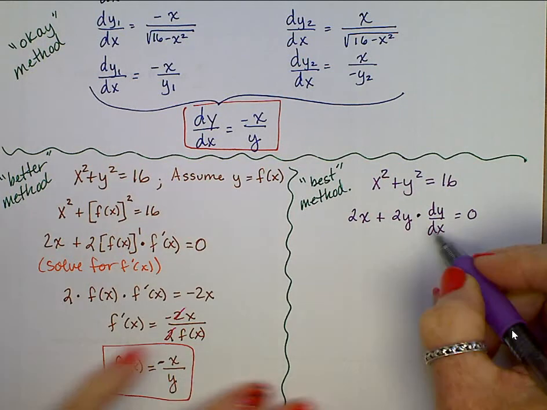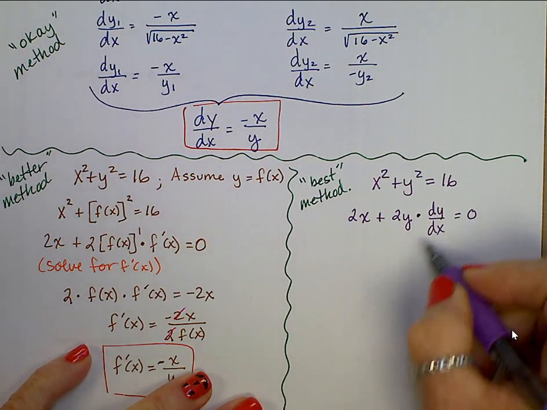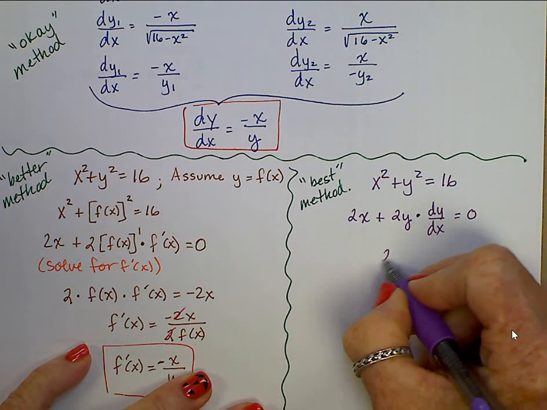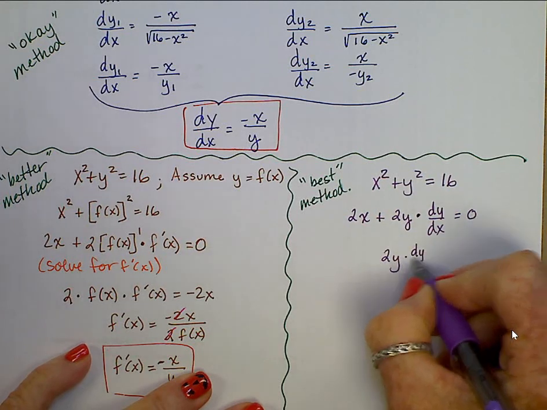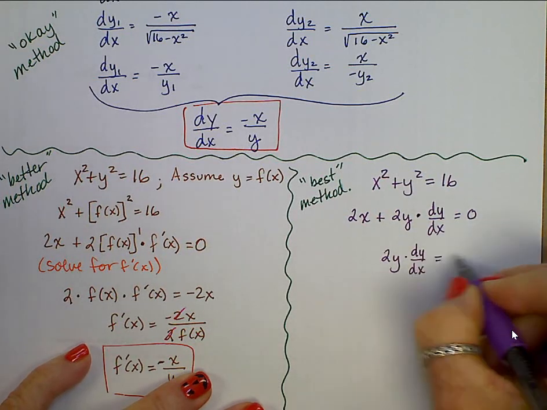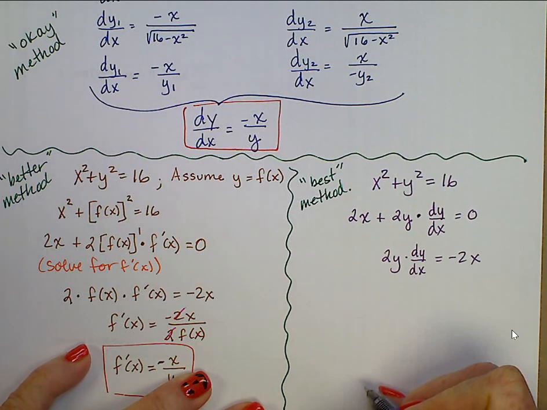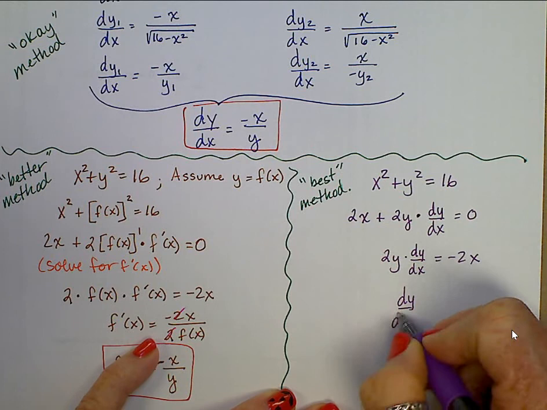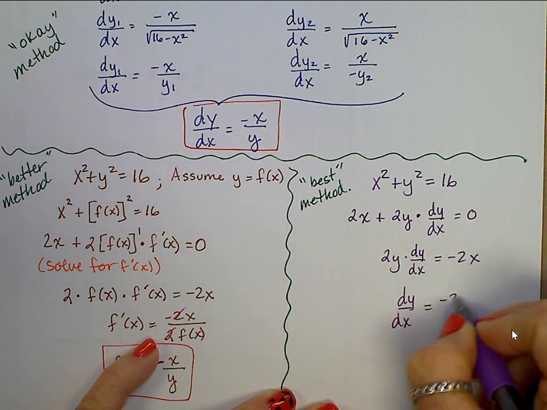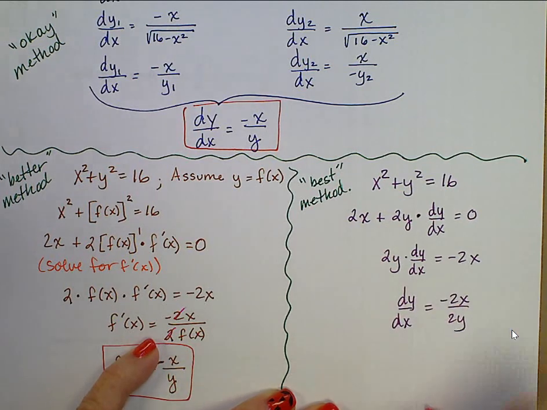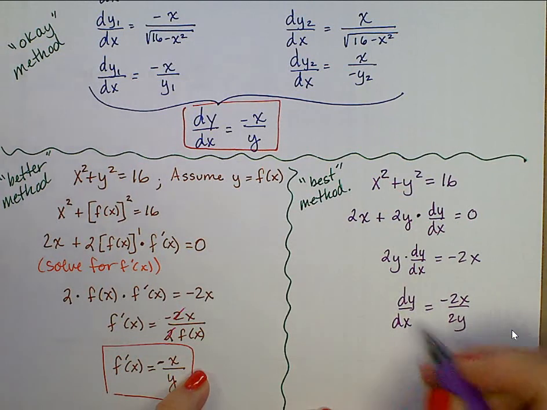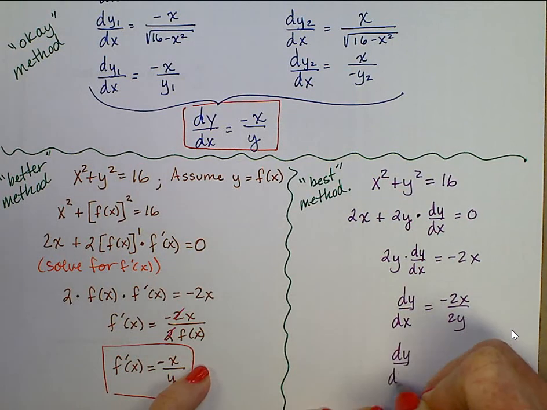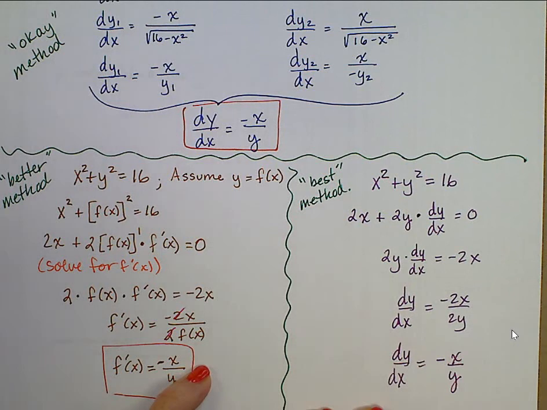Solving for dy dx, let's subtract that 2x. 2y times dy dx is negative 2x. Divide out the 2y. And the 2's divide out. And we have dy dx equals opposite of x over y. Isn't that pretty?